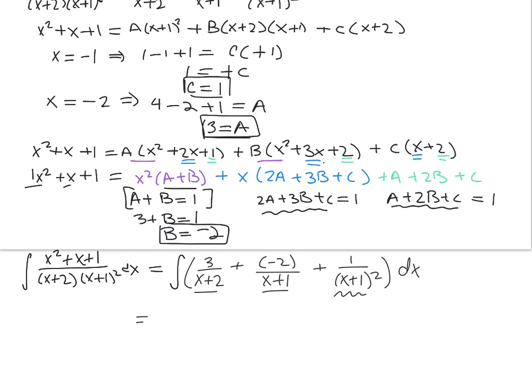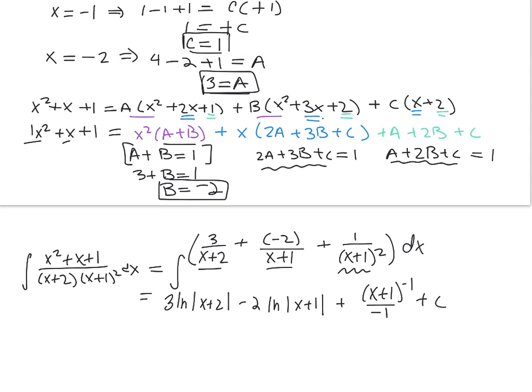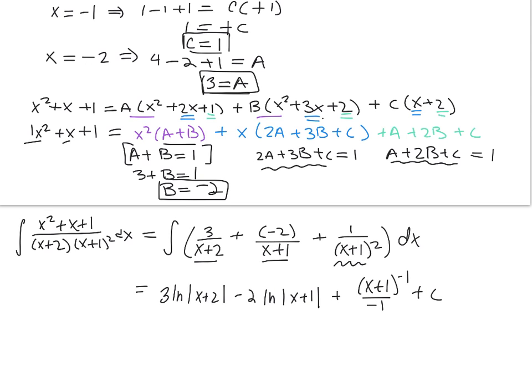So the antiderivative of 3 over x plus 2 is 3 ln absolute value x plus 2. Next we have -2 ln absolute value x plus 1. And the last one, that's x plus 1 to the -2nd. So that antidifferentiates to x plus 1 to the -1st over -1 using the reverse power rule. You should probably simplify that last thing just a tad. And we have 3 ln absolute value x plus 2 minus 2 ln absolute value x plus 1 minus 1 over x plus 1 plus c.